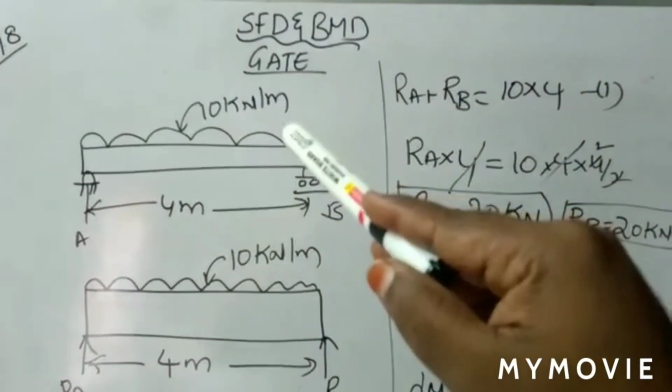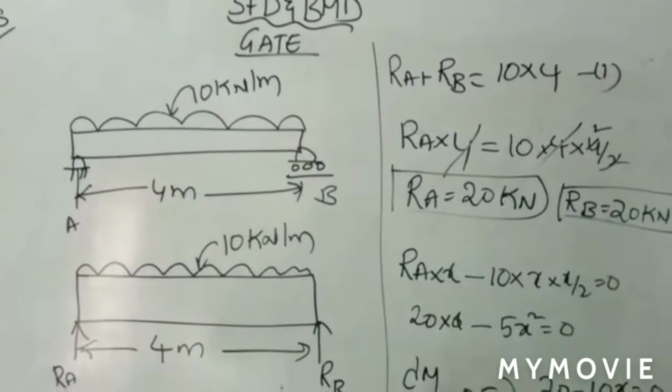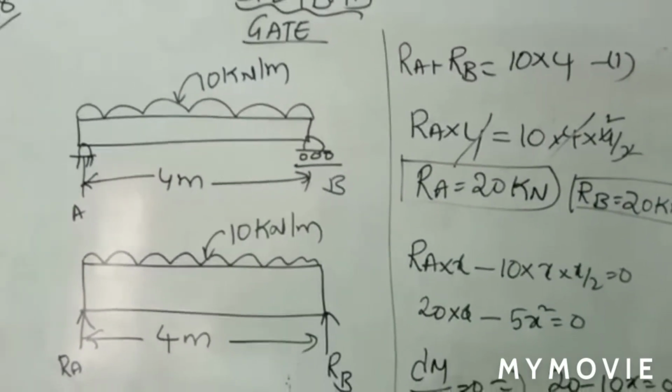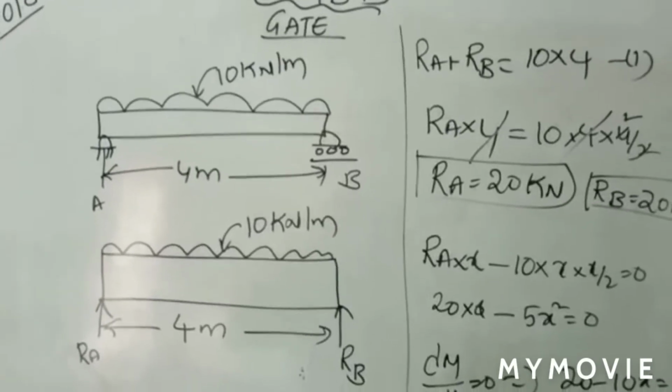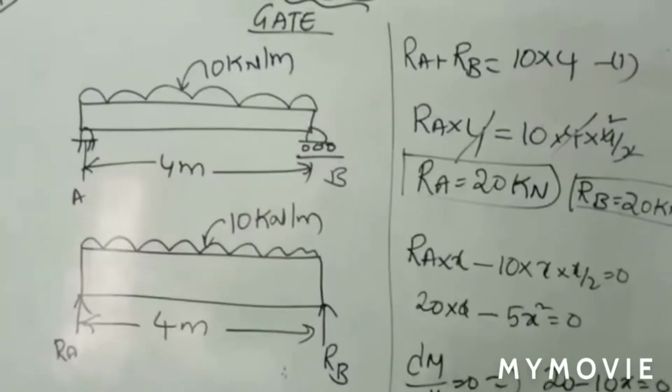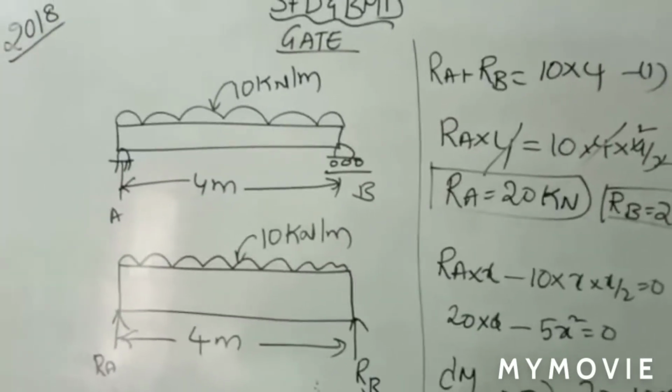and containing UDL 10 kilonewton per meter, right? And in this case you are supposed to calculate the maximum bending moment value. For this problem, you are required to calculate the maximum bending moment, right? So this is the case.